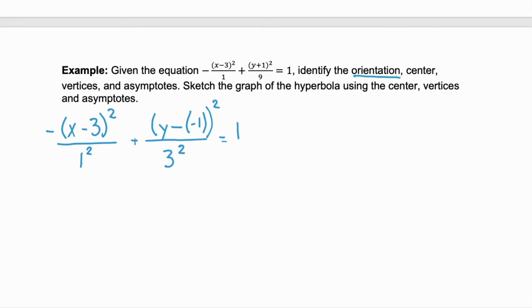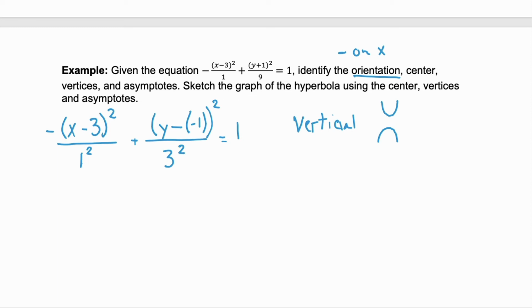Now let's identify the orientation. The orientation is determined based on where that negative sign is. Our negative sign is on the x variable. Because it's on the x variable, we're going to have a vertical orientation. So it's going to be a hyperbola that looks like this.